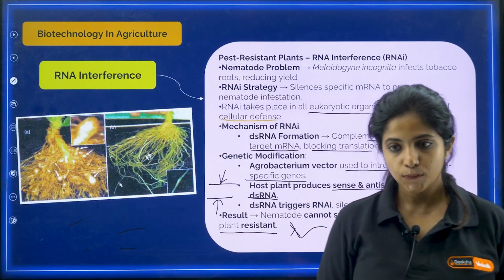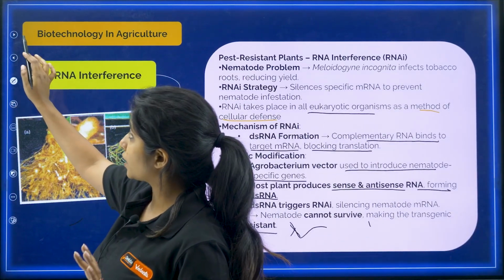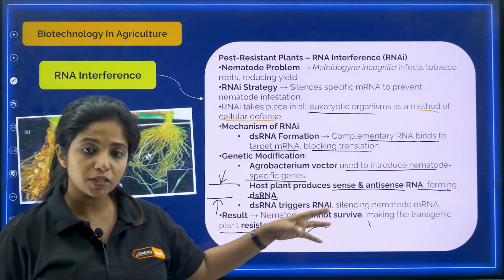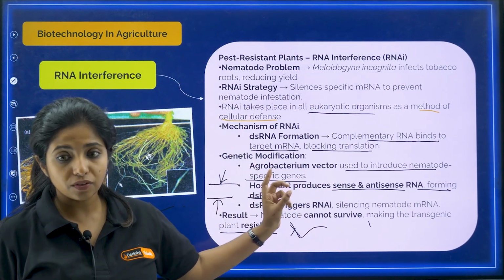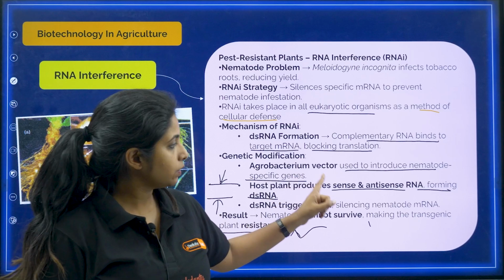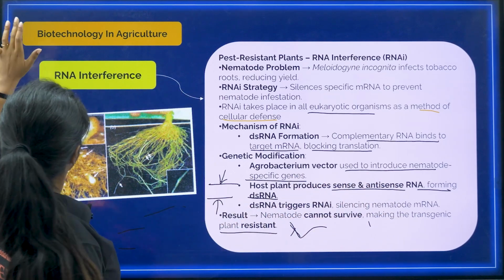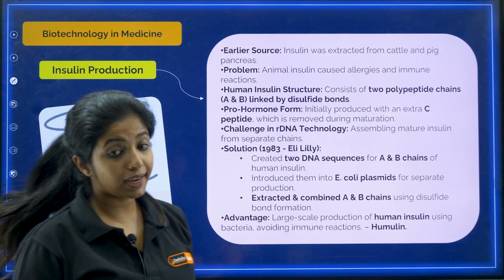Now, RNA interference, I hope it's clear. Please remember double-stranded RNA, and also the Agrobacterium vector. Always for plants, if you want to transport something, the vector is Agrobacterium. Now, sense and antisense RNA, very, very important piece of information. Okay, going ahead. We have biotechnology in medicine.